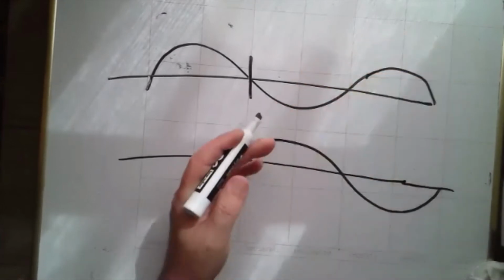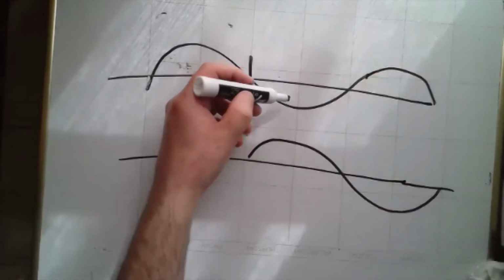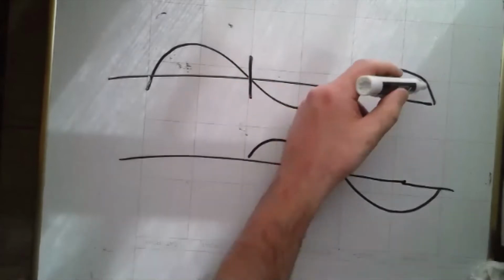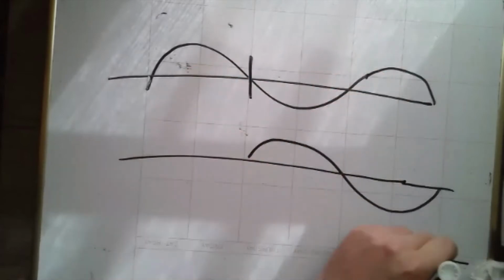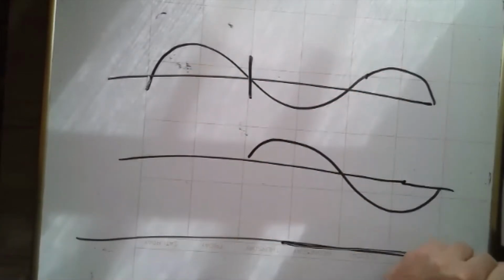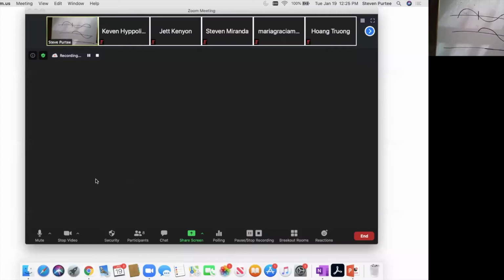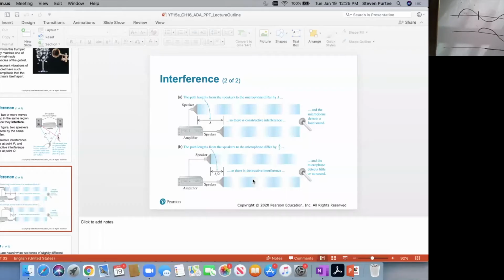Well, now these two will completely cancel each other out. My crests and troughs match up. So these will just equal out to nothing. And we get destructive interference. So you're going to have homework questions about where do you set up your speakers to get destructive interference. And you need to algebraically figure out where to put them so that they differ by half a wavelength.